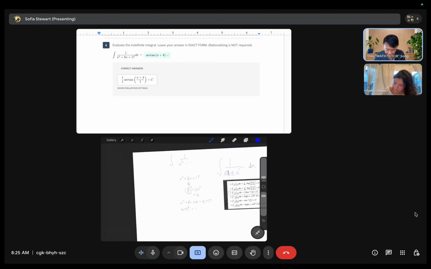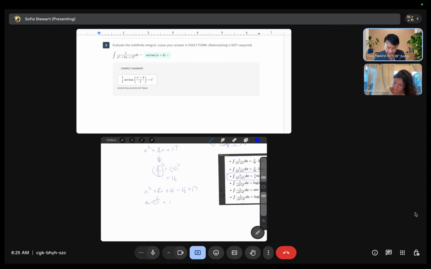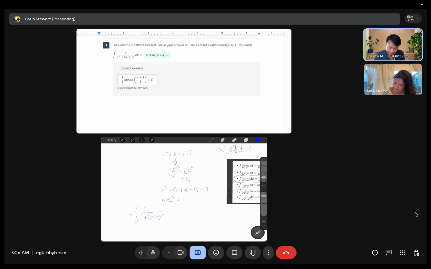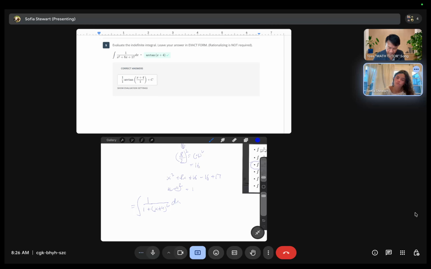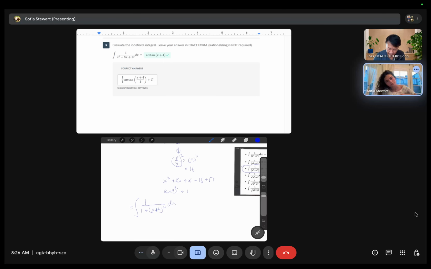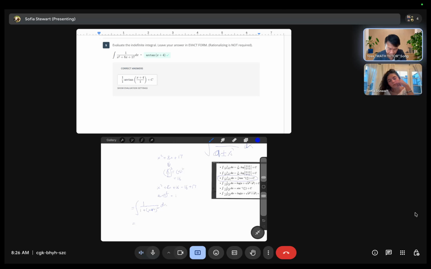So if I rewrite it, it will look like this, from the original problem here. Of course I copied the original, and now the next step looks like this. After you complete the square, it'll look like this, so far, the dx. Is that okay? You see that? Yeah. And then you can use the formula directly.